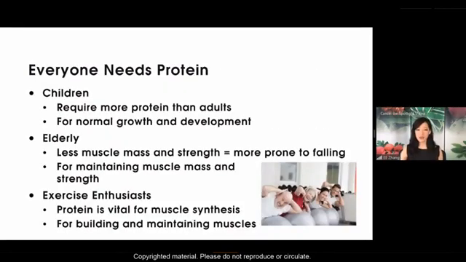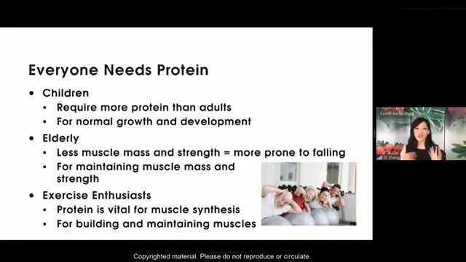Now, everyone needs protein: children, the elderly, young people, everyone. Children actually require more protein per kilo than adults because they're still growing and they do need protein for normal growth and development. Elderly people still need protein, even if they're not exercising as much as before, because they have less muscle mass and strength.